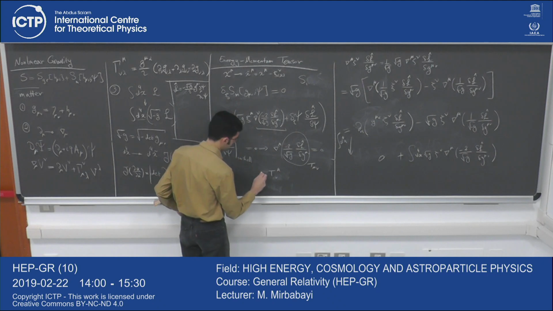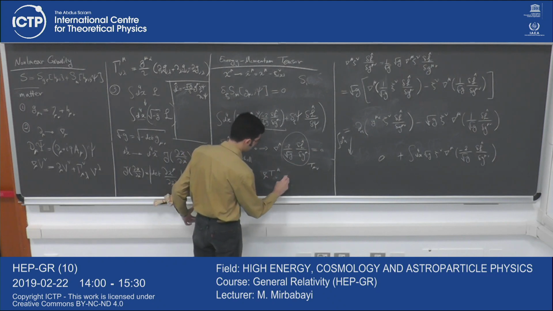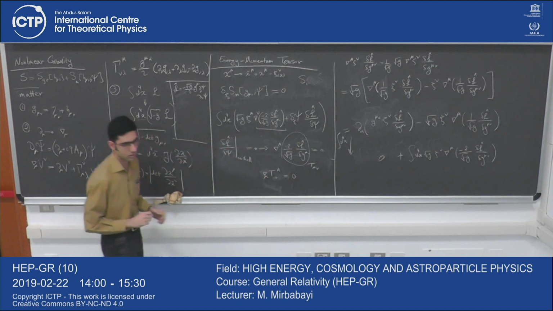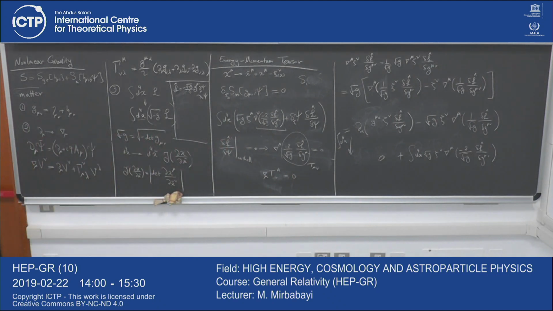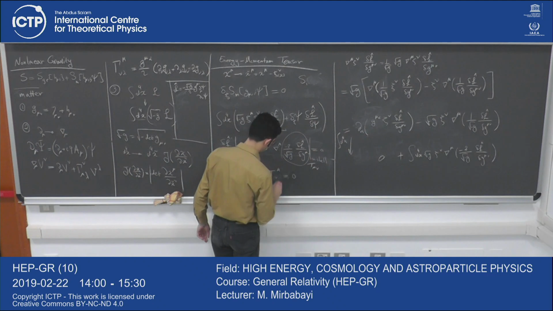Covariantly conserved: T mu nu is a tensor, and this tensor has 0 covariant divergence. Of course, on shell. So this is on shell, and this is on shell.